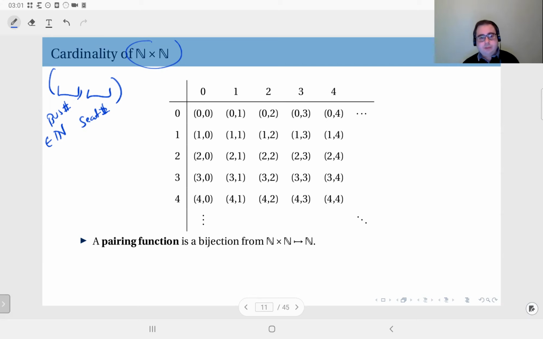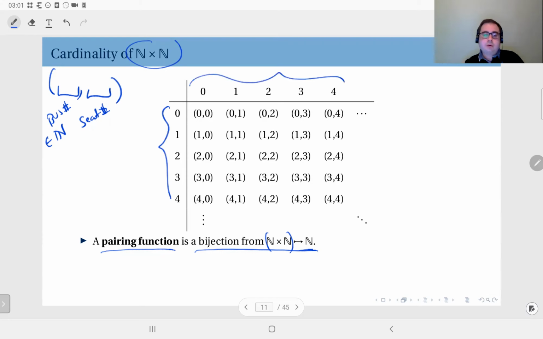Now, let's see how this is a countably infinite set. Essentially, that is based on a concept called pairing functions. A pairing function is, by definition, a bijection from this Cartesian product to the set of natural numbers. Now, we are going to see this on this picture where we have all the ordered pairs tabulated here, and the rows correspond to the first number in the ordered pairs, and the column headings correspond to the second component.